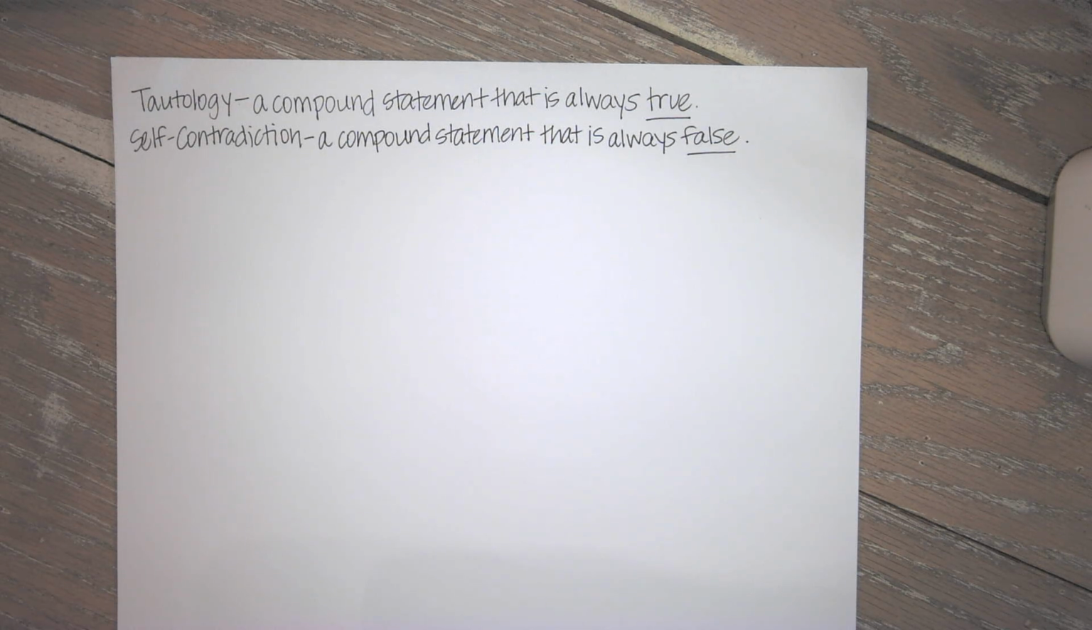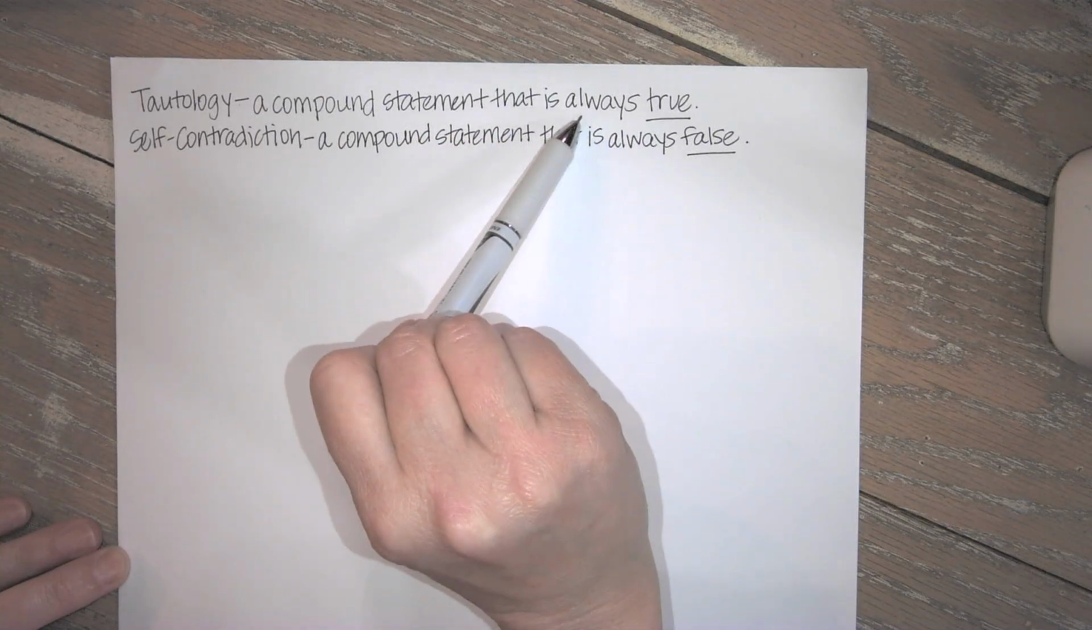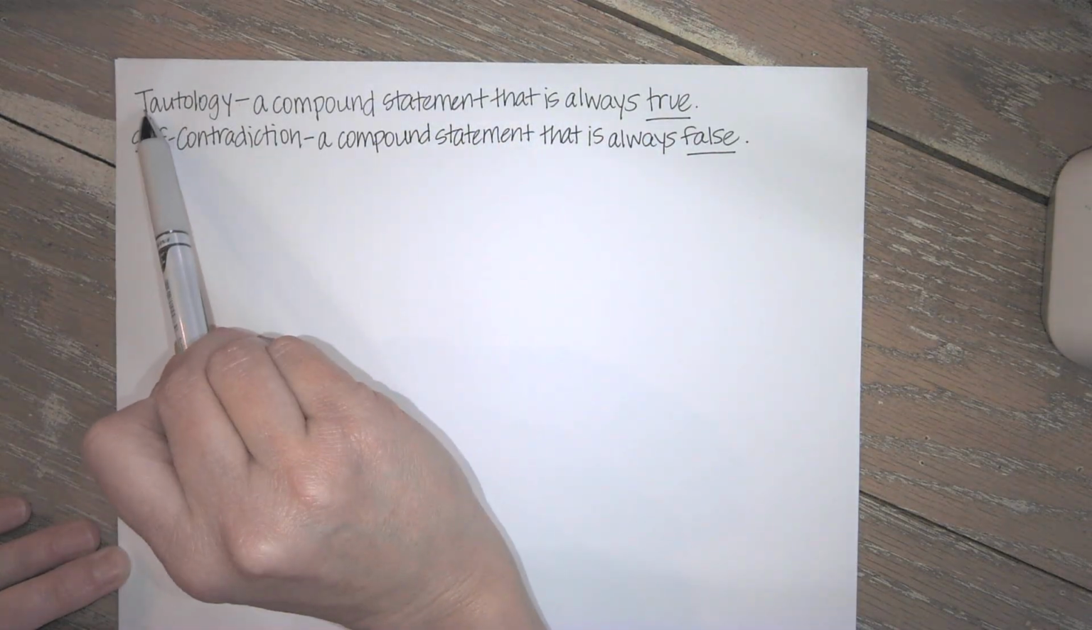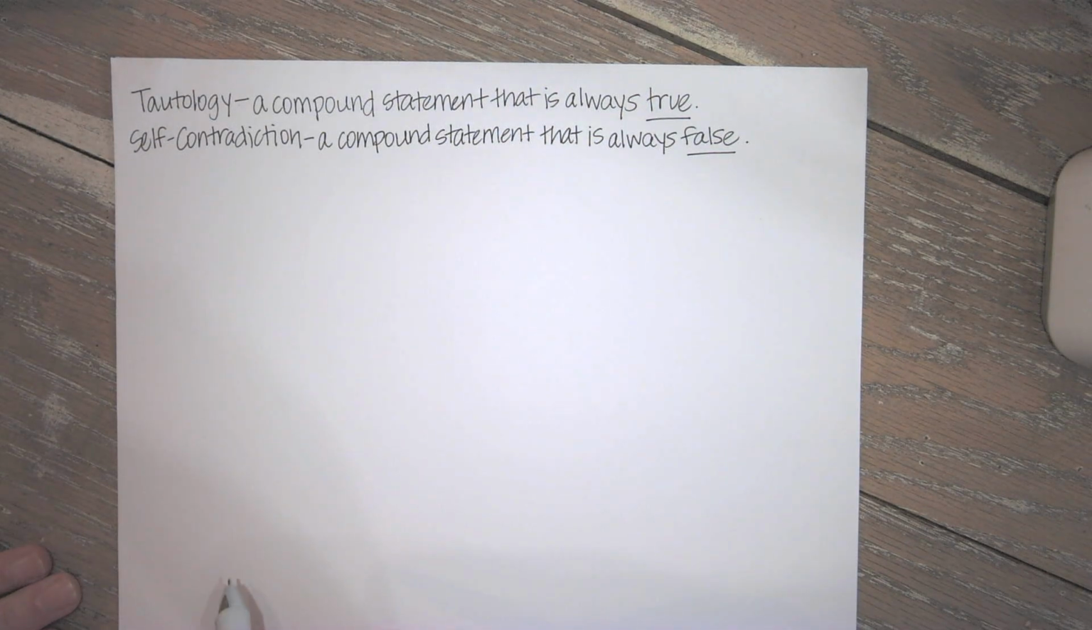In this video, I'm going to talk about tautologies and self-contradictions and how we can use truth tables to determine if a compound statement is a tautology or a self-contradiction or neither. So first, the definitions for these two things. A tautology is a compound statement that is always true. I just remember that because they both start with T. And then a self-contradiction is a compound statement that is always false.